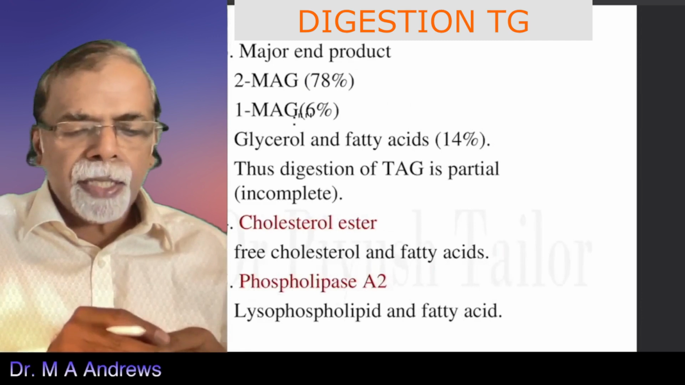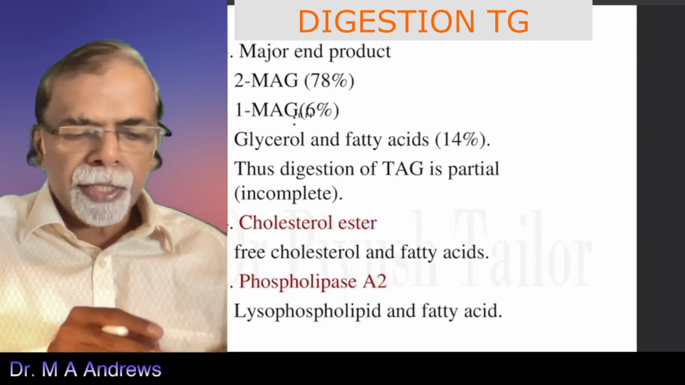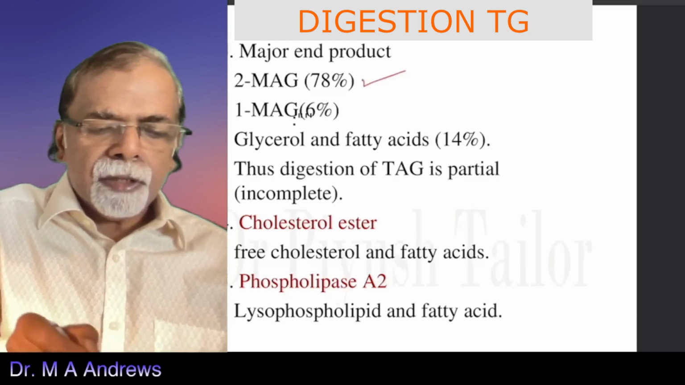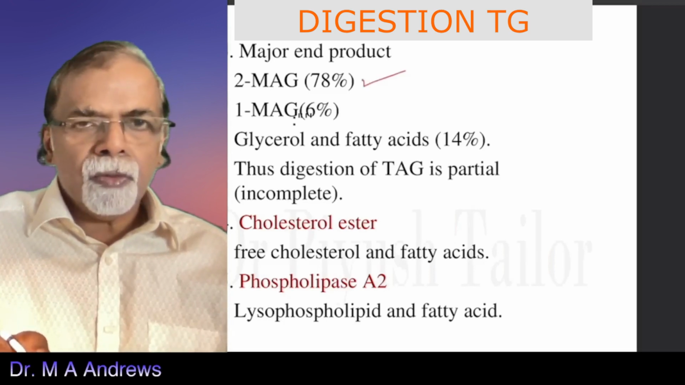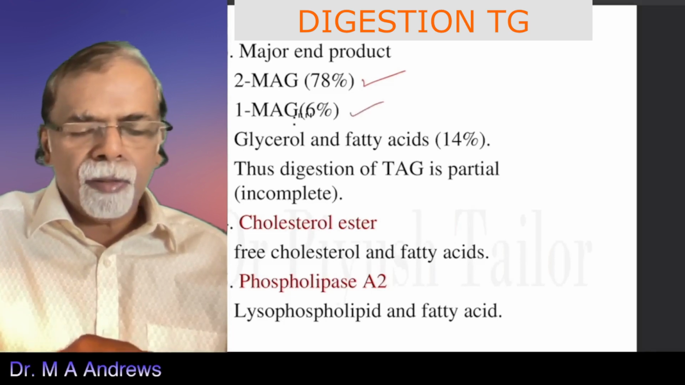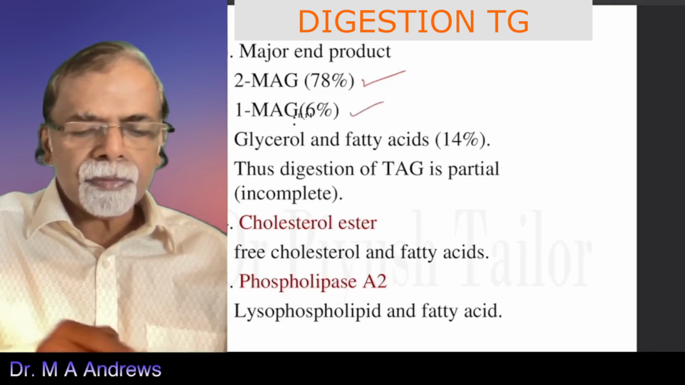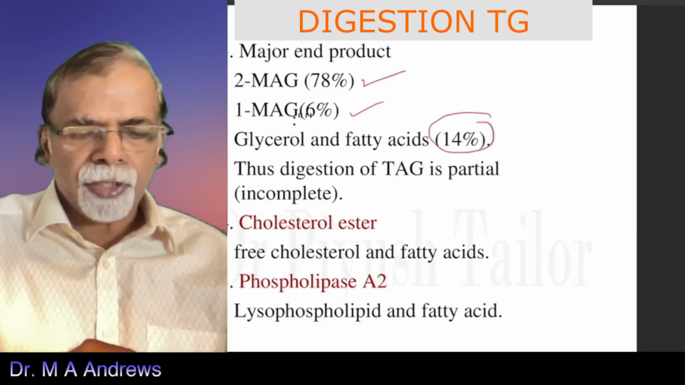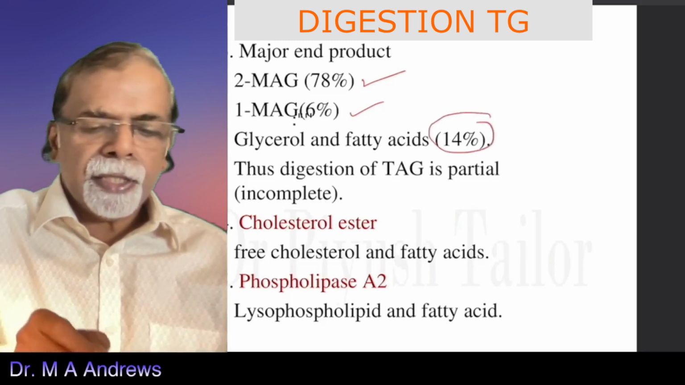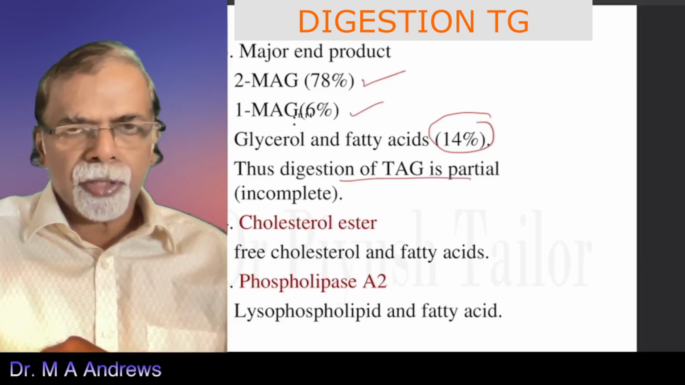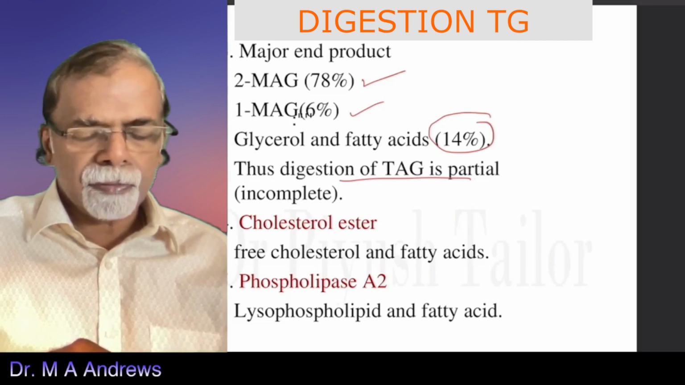So what are the major end products of the digestion of triglyceride? 78% is 2-monoacyl glycerol and 6% is 1-monoacyl glycerol. 40% is glycerol and fatty acids. So you can say that the digestion of triglyceride is partial, not a complete digestion that is occurring.